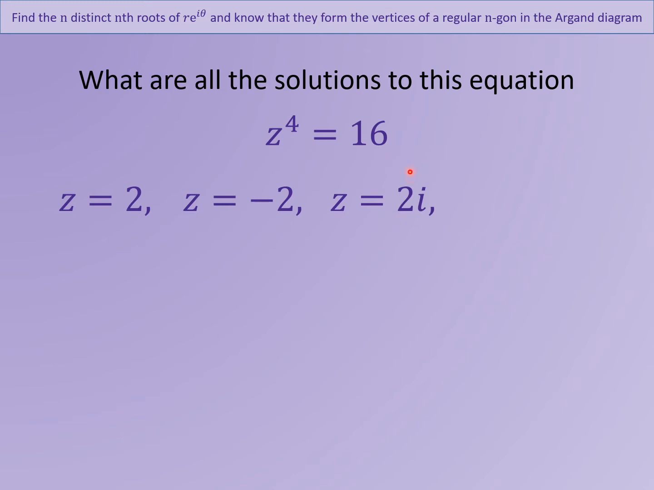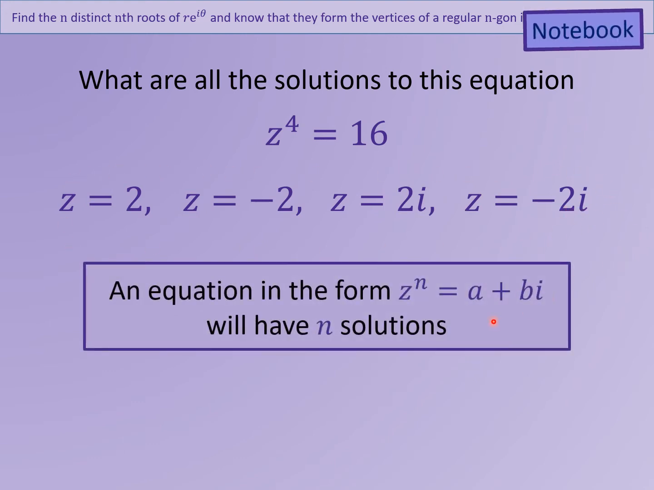So 2 to the power 4 is 16. i to the power 4 is 1. So 16 times 1, 16. And also, by that same rationale, you could have minus 2i. So those are your 4 possible solutions.